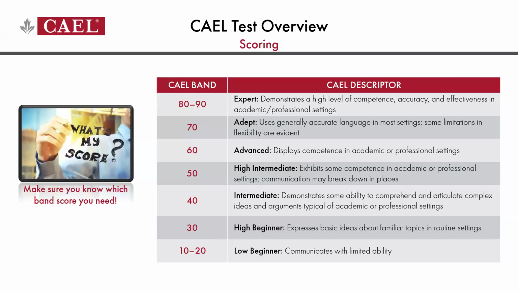Anyway, here's your scoring chart, I guess we'll call it. If you look at the very bottom, the entry level or low beginner communicator with academic skills would be a band 10 or a 20. And then we count by tens all the way up to the top ranks of this chart. So if you achieve a band 80 or a band 90, you are considered an expert communicator in academic language skills. And that's actually quite a challenging skill to achieve, even for people who speak English as a first language.